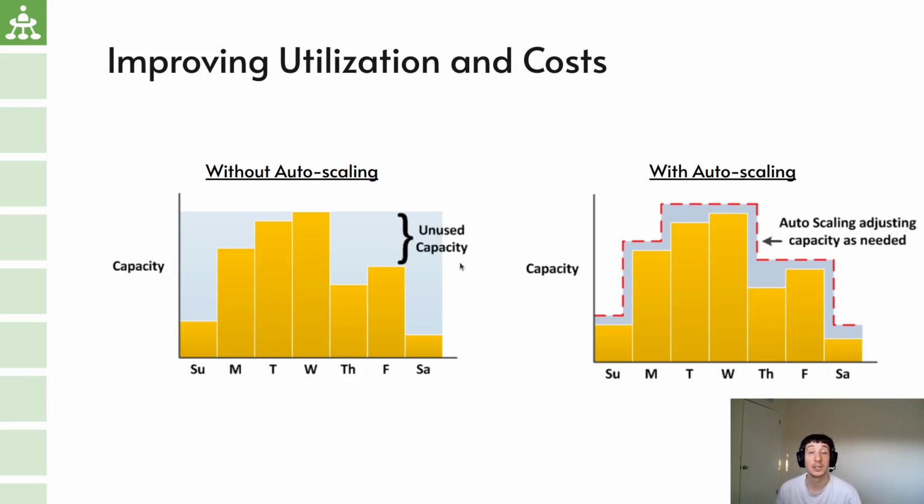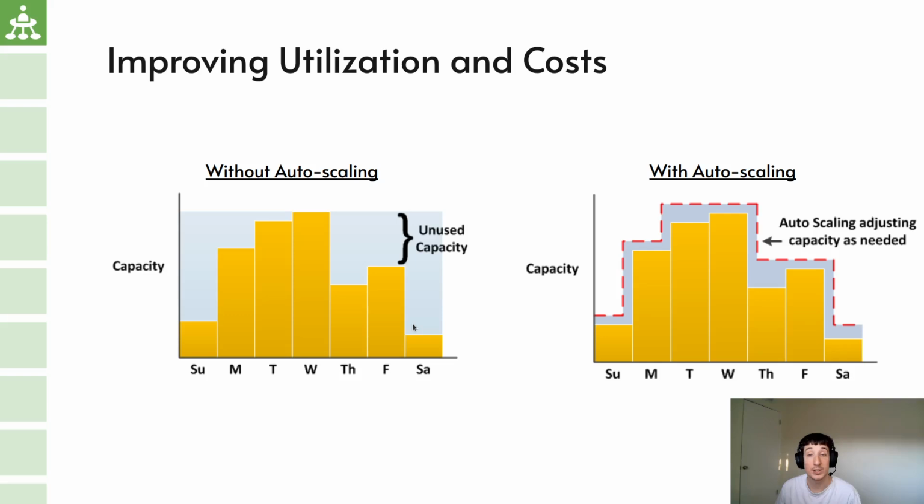Auto scaling basically improves the utilization for your system. So this is going to be a side-by-side comparison of a system without auto scaling and with auto scaling. On the left-hand side, you're going to see this gray area, which is going to be our capacity. And you can see that our capacity works well, but only on Wednesday where we reach our peak load. And throughout the week, like Sunday and Thursday and Saturday, we're actually missing utilization.